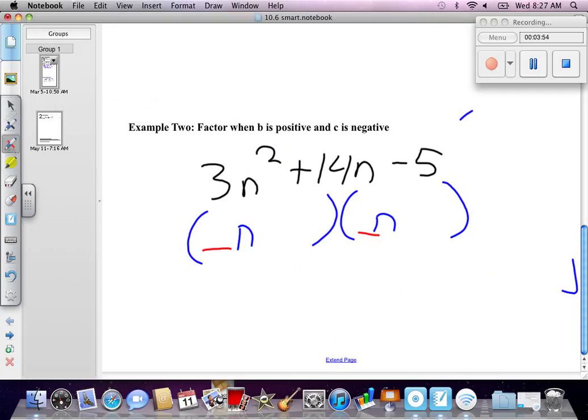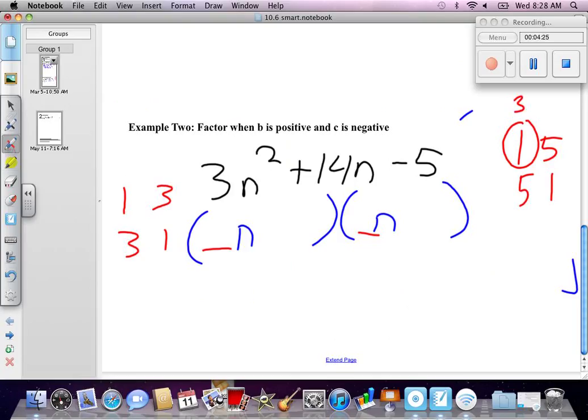What is my next step after I've made my parentheses? Factors of what? 3. That number in front. 1 and 3 or 3 and 1 are my only options. Okay, let's look at 5. We've got 1 and 5 or 5 and 1. Our tricky part again, remember, is one of them has to be multiplied by 3. So let's try the 1 first. 1 times 3 is 3. 3 and 5, is that ever going to make 14?